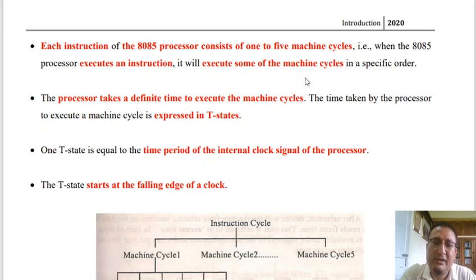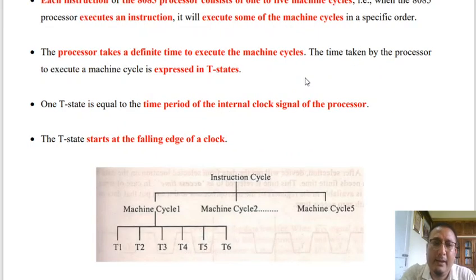Now, each instruction of 8085 consists of 1 to 5 machine cycles. Again, I'll repeat it. Each instruction of 8085 consists of 1 to 5 machine cycles. Whenever the 8085 processor executes an instruction, it tries to execute the machine cycles in some predefined sequence or in some specific order. Now, the processor takes a definite amount of time to execute the machine cycle, and the time taken by the processor to execute a machine cycle is expressed in T state, as we have already discussed.